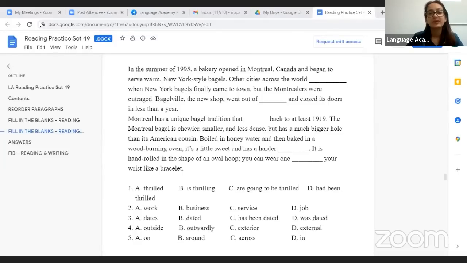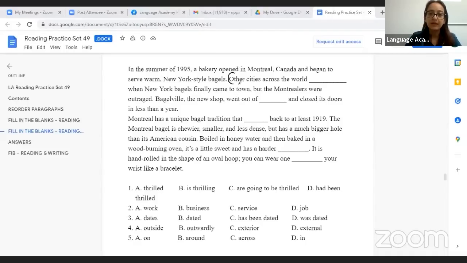The first one was a bit confusing, right? Too much tense. Okay, this says: in the summer of 1995, a bakery opened in Montreal, Canada, and began to serve warm New York style bagels. Other cities across the world dash when New York bagels finally came to town, but the Montrealers were outraged.